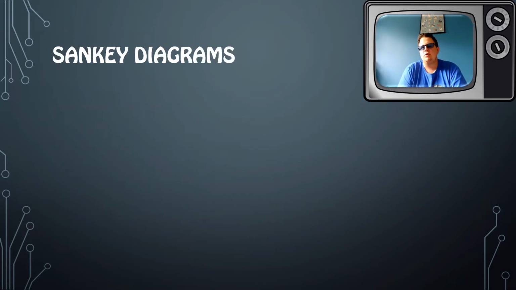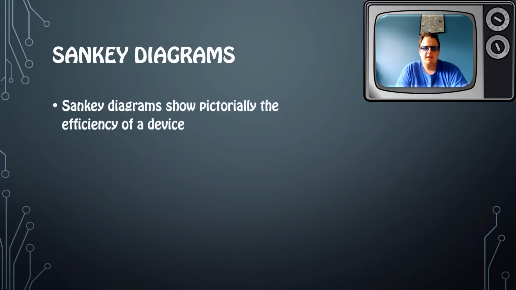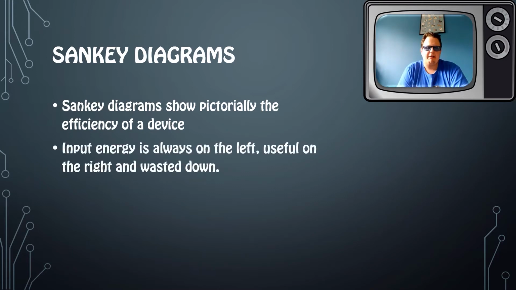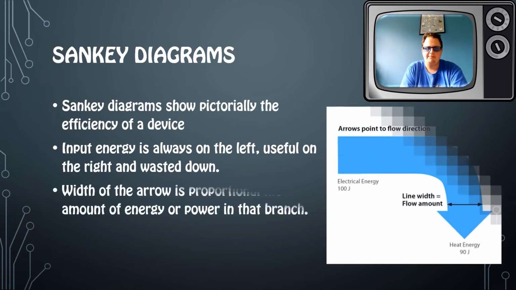Okay, so a really useful way of showing efficiencies is with what's called a Sankey diagram. Sankey diagrams show it pictorially. We as humans are very, very good at picking out patterns, picking out information based off a picture, where we might struggle to get it from a table or just from a pile of numbers. So this is where the Sankey diagram comes in. The input energy is always on the left, and it always goes from left to right. The useful energy will be coming out on the right, and the wasted generally will go down. Occasionally you'll see it go up, but most of the time it will go down.